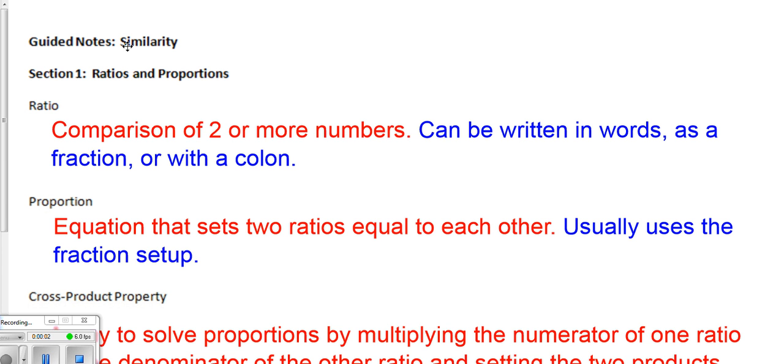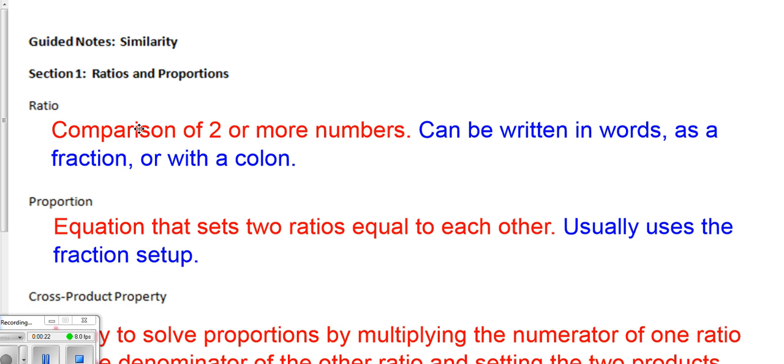All right, we're going to start our similarity unit with section 1 on ratios and proportions. This unit, or this section especially, is going to be very algebraic in nature, so we will look at some figures and some diagrams and tables and such, but a lot of what we are doing will be just kind of crunching the numbers. So let's go into some terminology right away.